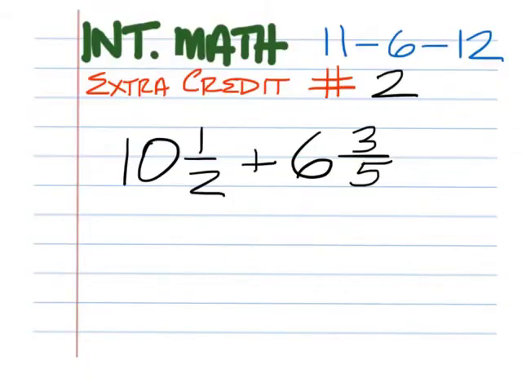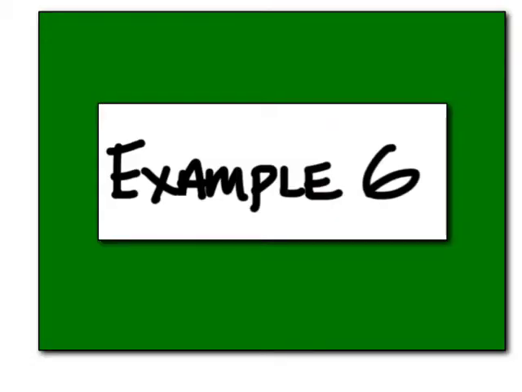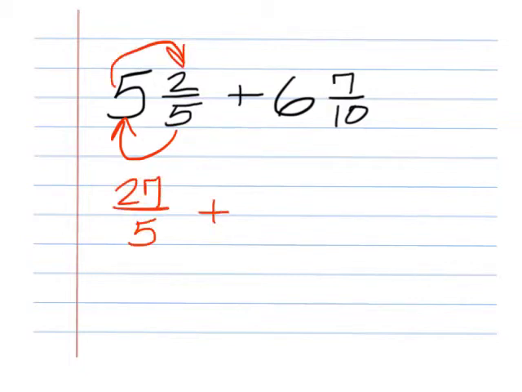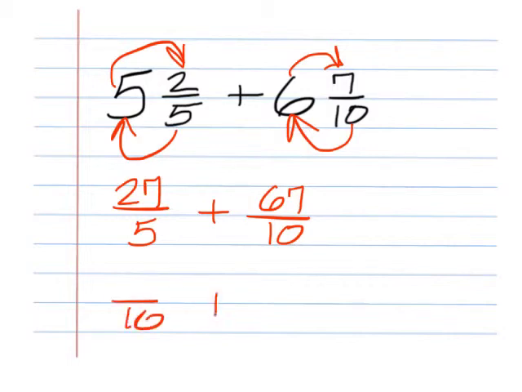Extra credit number 2. Example number 6. We'll do this a different way and let you choose which one you want to do. 5 times 5 is 25, plus 2 is 27, and put that over 5. 10 times 6 is 60, plus 7 is 67, and that's over 10. You need a common denominator here, and that's going to be 10.